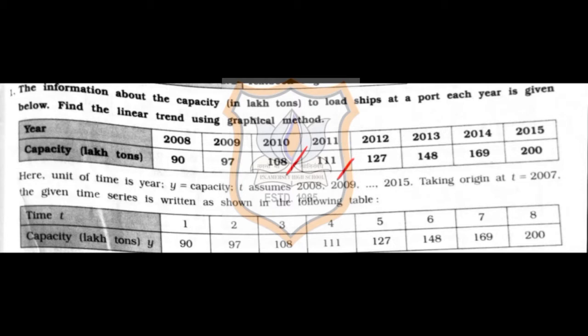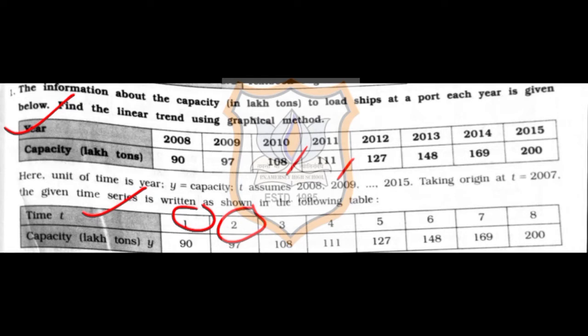So now what we are going to do is denote the time as t. And how will we give the time t? For 2008, we will give 1. 2009 we will give 2, and so on. So for 2010 it will be 3, 2011 it will be 4, 2012 it will be 5, 2013 6, 2014 7, 2015 8. And capacity we will note down as it is.